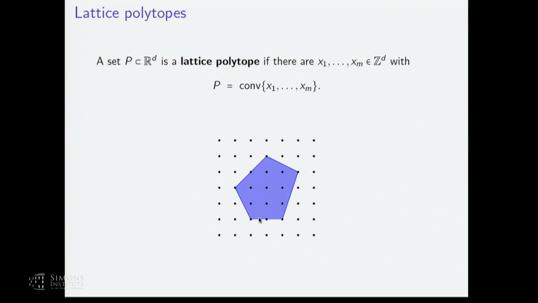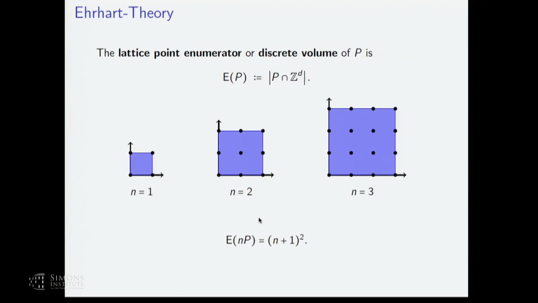Let me start by introducing our main objects, which are lattice polytopes. Lattice polytopes are the convex hull of finitely many points in the integer lattice. Typically I'm interested in counting the number of lattice points in such polytopes. The number of lattice points is also called the discrete volume because it shares a couple of properties with the usual Euclidean volume. And typically I'm not only interested in the number of lattice points of the polytope itself, but also what happens with this number under integer dilations.